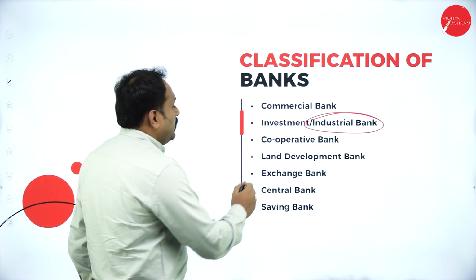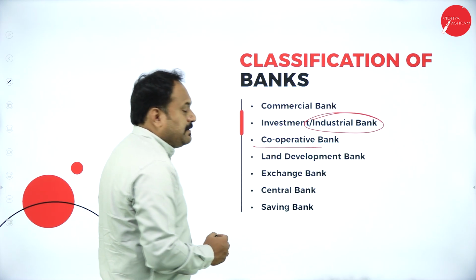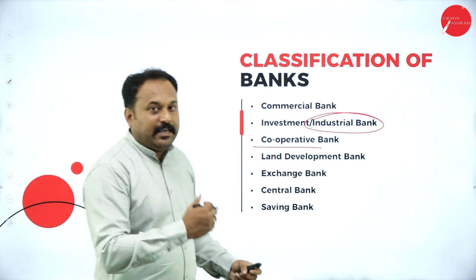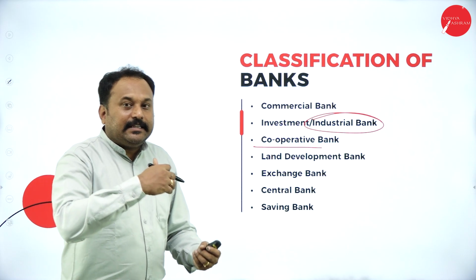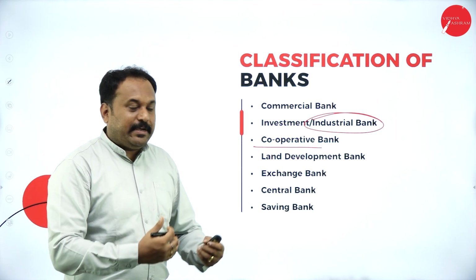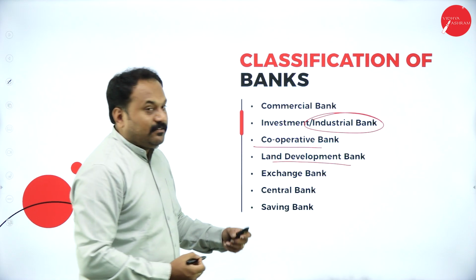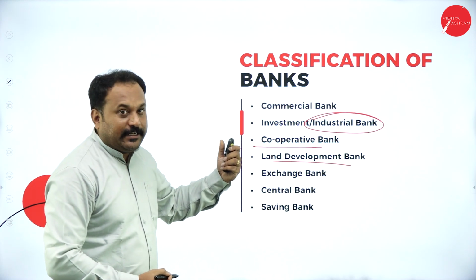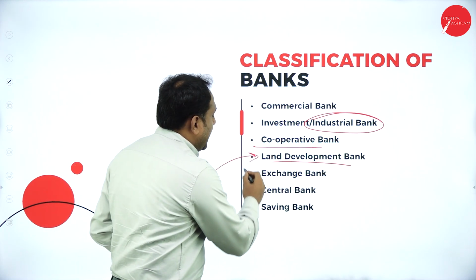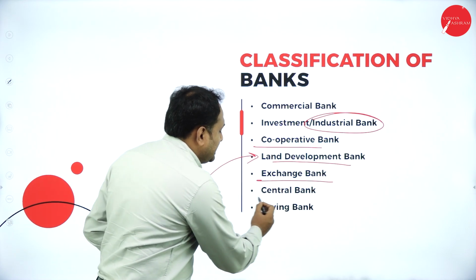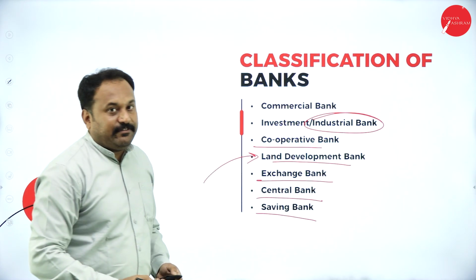Cooperative banks: a lot of different people come and pool money and make this cooperative bank, and they use it to their benefit. Land development banks: again here, what exactly does the bank do for the development of land? Exchange bank, central bank and saving bank.